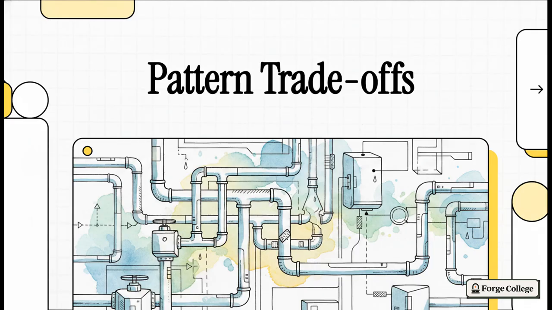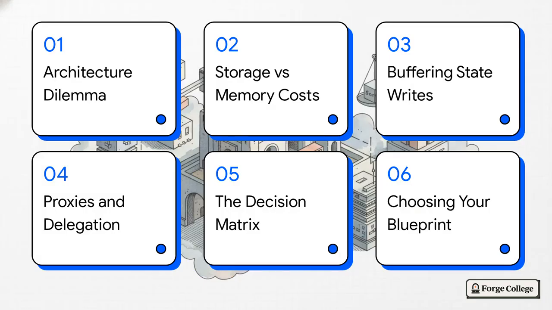Bad architectural decisions, they're literally the number one reason protocols drain user funds and gas fees. If we're going to build at scale, we absolutely have to understand our structural choices before writing a single line of code. Here's our master blueprint for today's session.